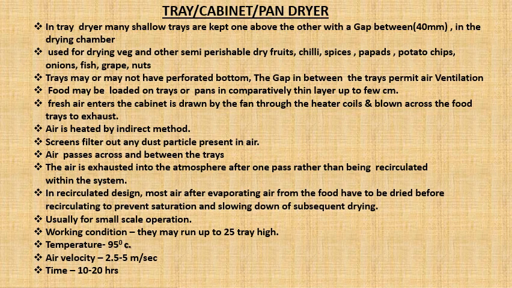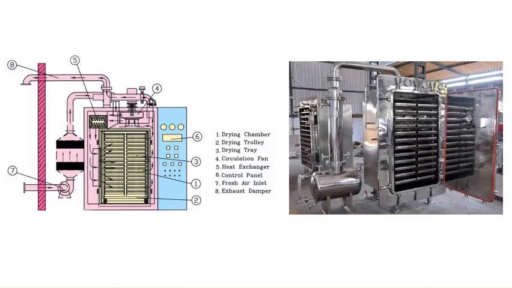The working conditions: it may run up to 20 feet tray height and the temperature is 95 degrees Celsius. Air velocity is 2.5 to 5 meters per second and time is 10 to 20 hours. These are the pictorial representations of tray dryer.